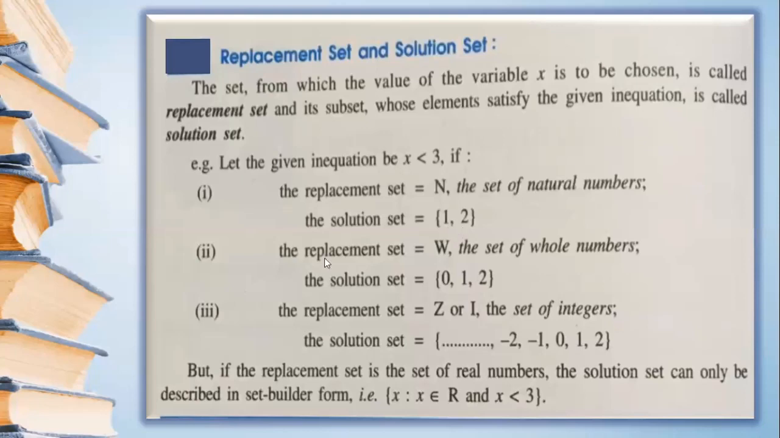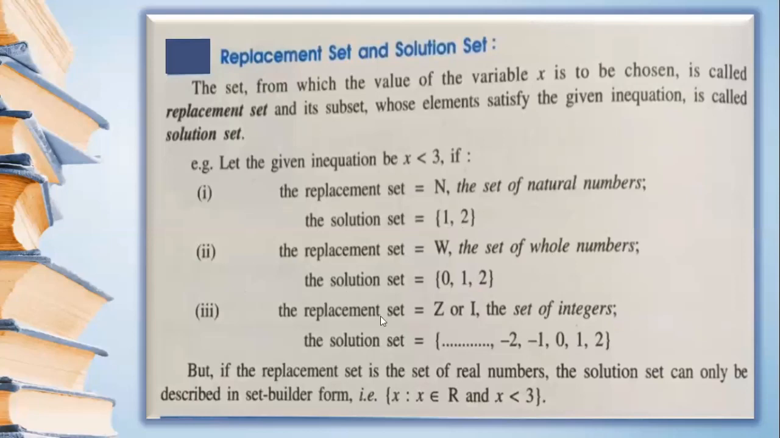If the replacement set is W, that is the set of whole numbers, and we know whole numbers start from 0 up to infinity, the solution set will contain all the whole numbers which are less than 3. So the elements of the solution set will be 0, 1, 2.